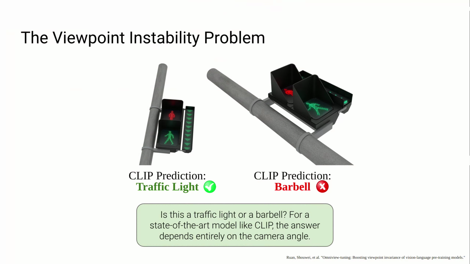Let's start with a concrete example of what we call the viewpoint instability problem. From one angle, a powerful model like CLIP correctly identifies a traffic light. From another, it confidently calls it a barbell. This is critical because CLIP is the vision backbone for countless systems in robotics and AI. An inability to recognize the same object from a different angle is a fundamental safety failure, and this highlights the urgent need to measure and understand the robustness of these models.